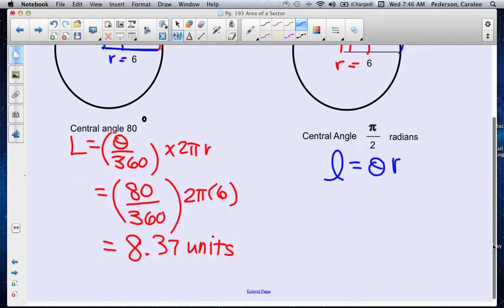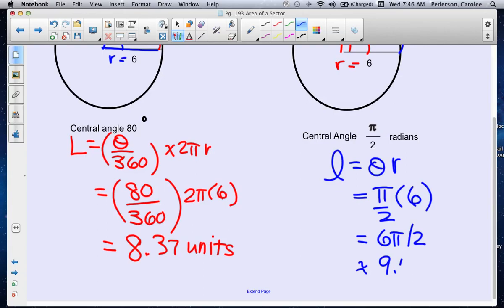Our theta, our central angle, is pi over 2, and our radius is 6. So 6 pi divided by 2 is approximately 9.42 units.